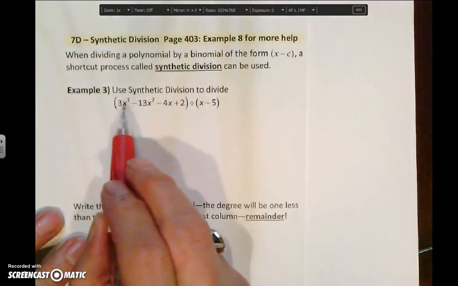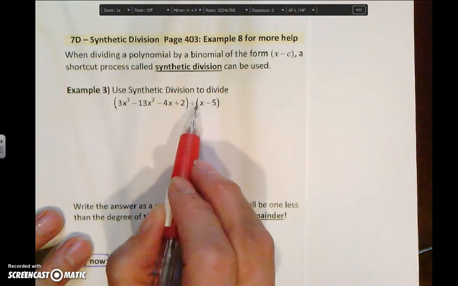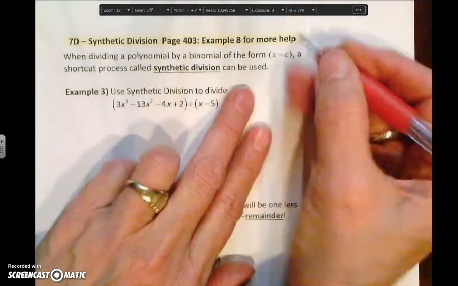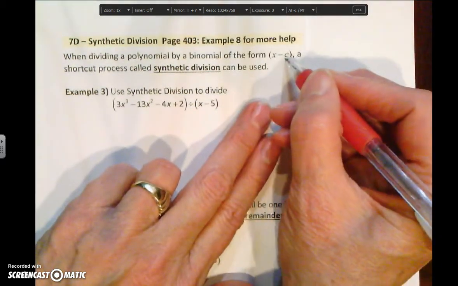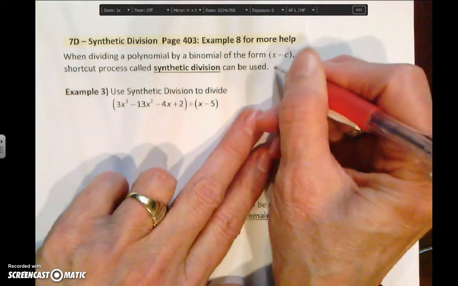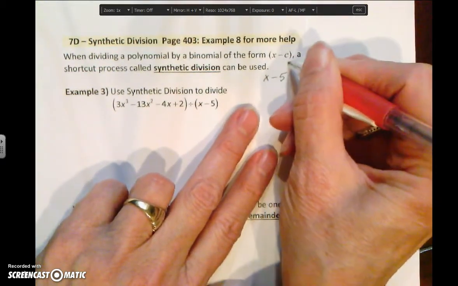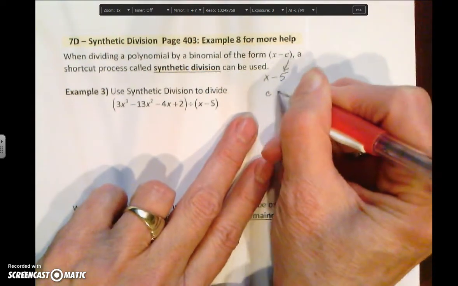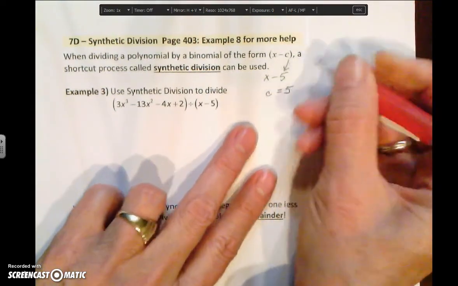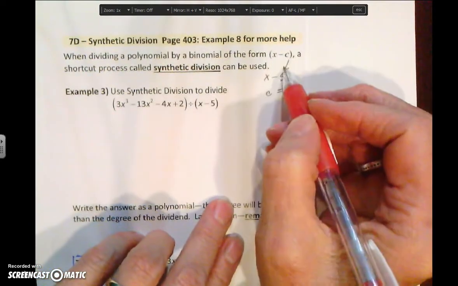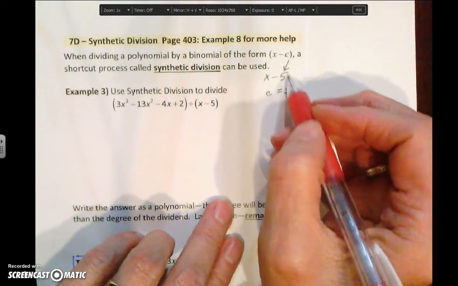So here we have an example. We have a polynomial divided by x minus 5. Now the x minus this has a minus in it. So on this problem, if I do x minus 5, that means that c itself is equal to 5, because there was a minus in this little formula right here. So c is going to be just the 5.